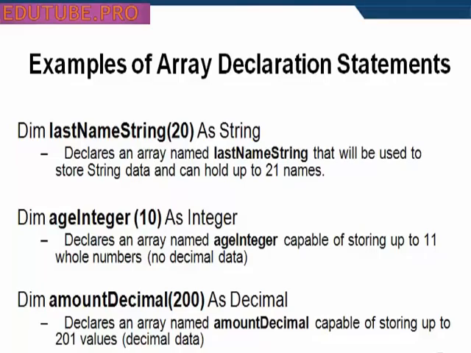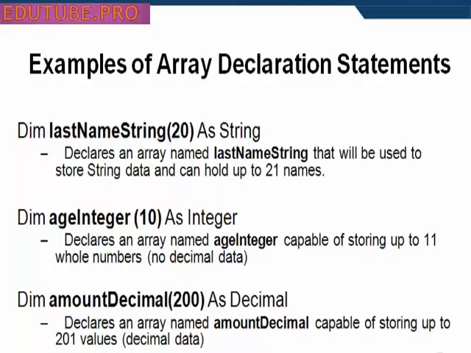Visual Basic begins counting at 0 as opposed to 1. So each array starts at the 0 location up to the highest subscript. In this case, lastNameString would have 21 elements with subscripts from 0 to 20. And again, the As String indicates the type of data being stored in this array. In the second example, we have an array capable of storing up to 11 whole numbers, that is, integers, since we're specifying the data type to be As Integer.